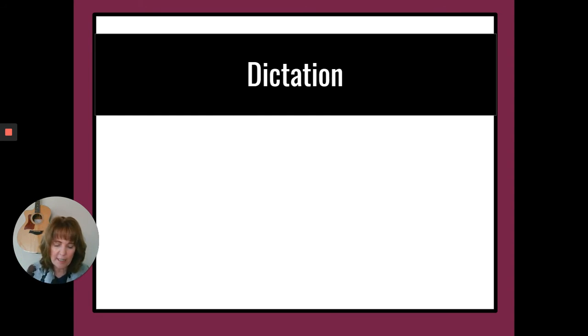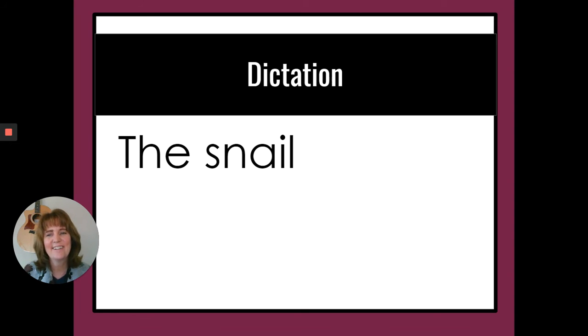Now we're going to write some dictation. We're going to write a phrase. The phrase is the snail. Can everybody write the snail? The snail. Did you get it right? All right, here's the tricky sentence. Are you ready? The snail is plain.